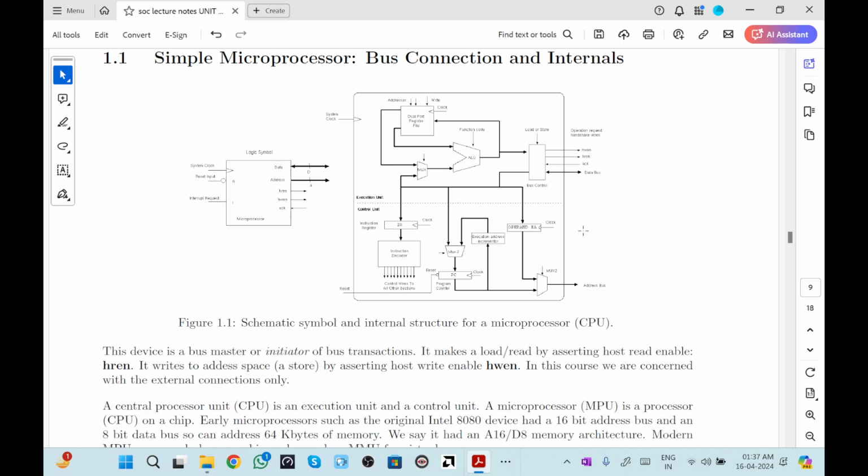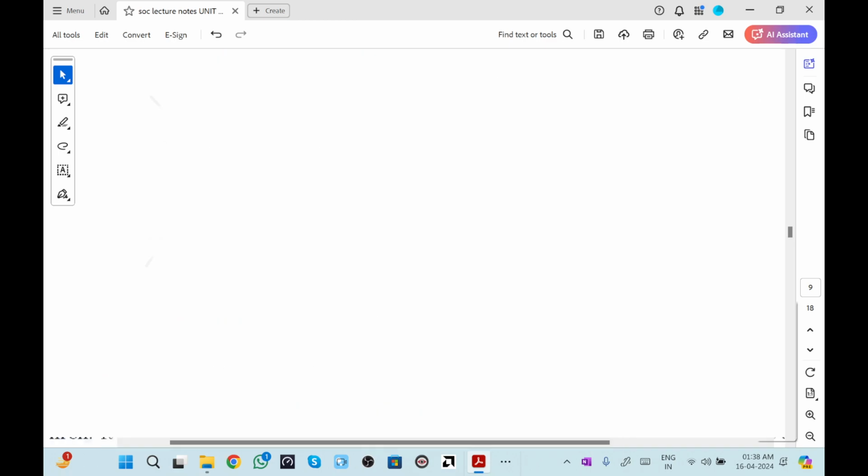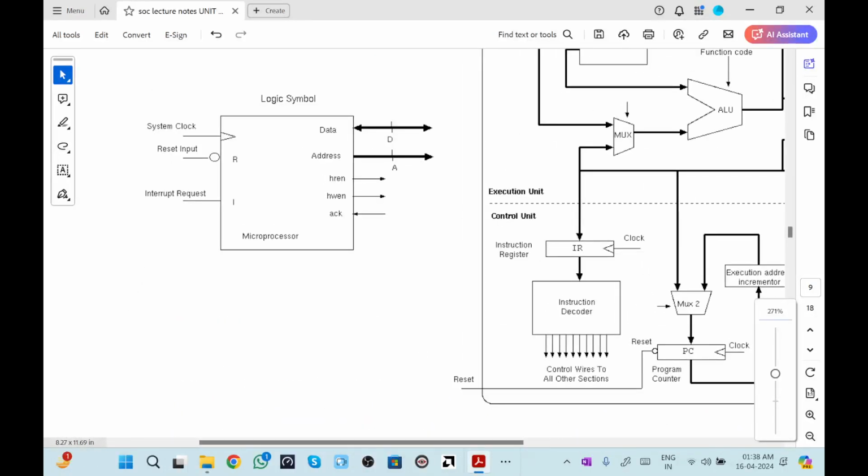In sequential circuits the clock is being used. So the whole SoC environment uses both of these logics. You can have a look at the microprocessor over here. I'll just zoom it for you. So this is a logical symbol. Then we have data, address, HRAN, HWN and acknowledge.